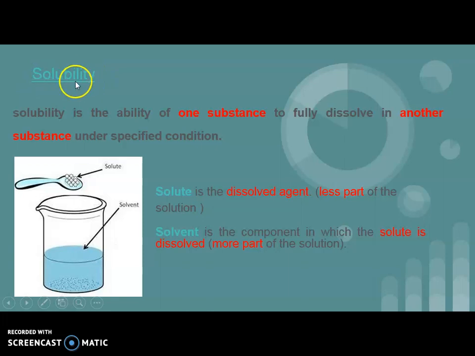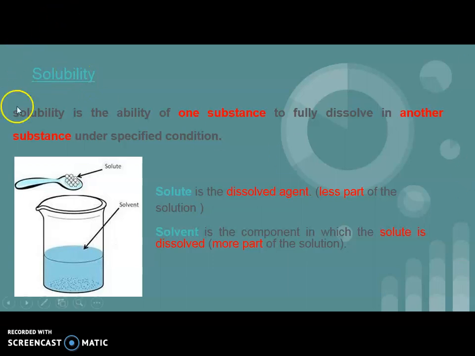What is solubility? We take a spoon of salt and dissolve it in water. We see that it quickly dissolves. Next, we take a spoon of chalk powder and dissolve it in water. We observe that only a small amount will be dissolved. So, solubility of a substance is the maximum amount that can be dissolved in a given quantity of solvent.